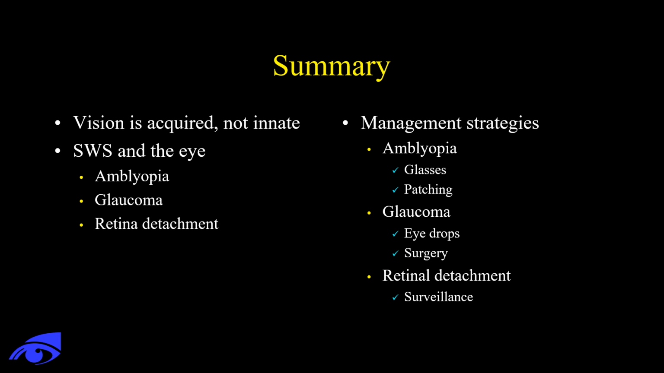We manage amblyopia by putting the child in glasses and by prescribing patching of the stronger eye to strengthen the weak eye. Glaucoma most often is treated with eye drops first and surgery if eye drops are insufficient in controlling the glaucoma. And as far as retinal detachment, there is no great treatment right now. We can simply put the child under surveillance and detect retinal detachment as soon as possible.